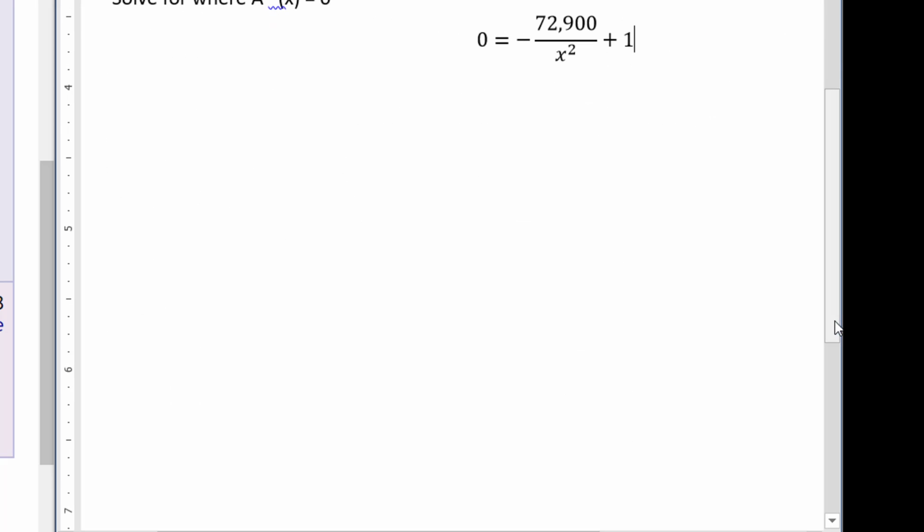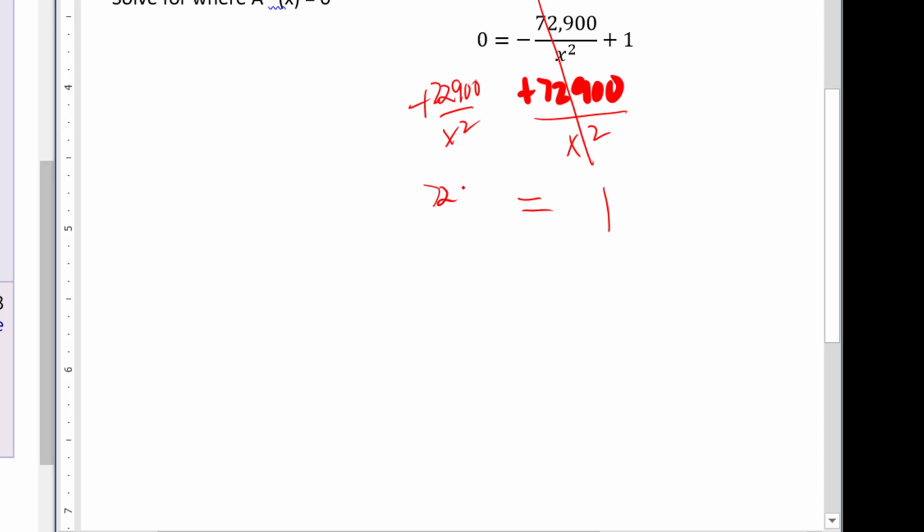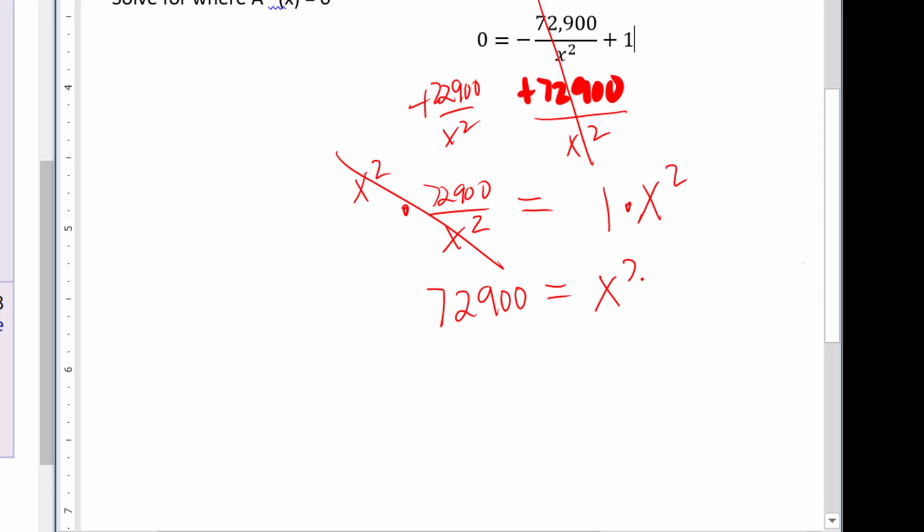I'll just show you how you can walk through that by hand. I'm going to first add this fraction on both sides so that on the right side, that cancels out, leaving 1 on the right. And now it's 72,900 over x squared on the left. If I multiply both sides by x squared, the x squareds cancel out on the left, leaving just 72,900. And on the right, we have x squared.